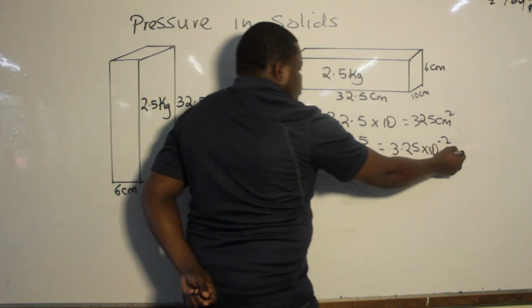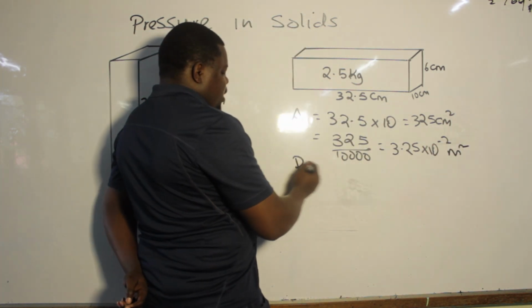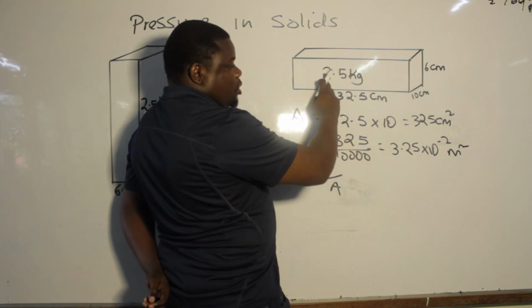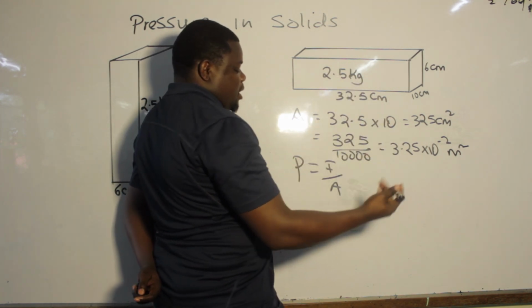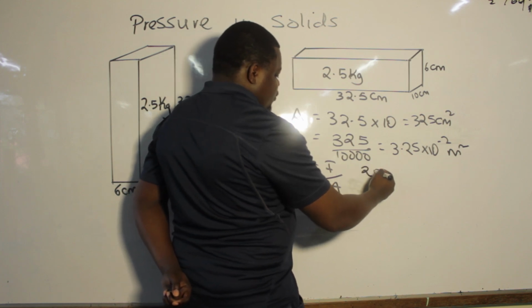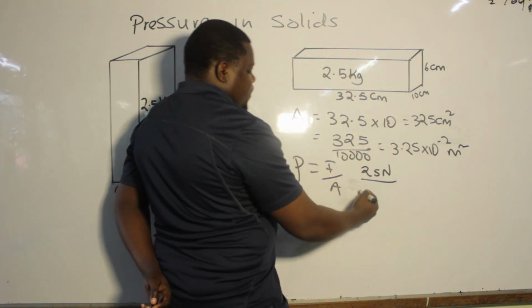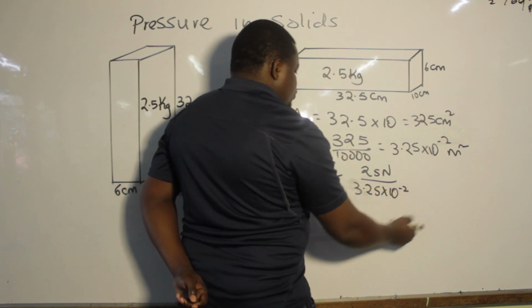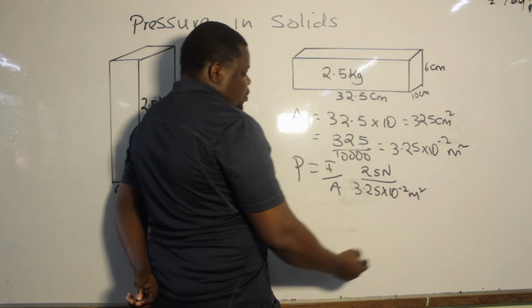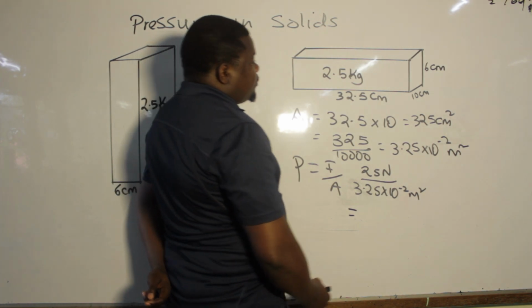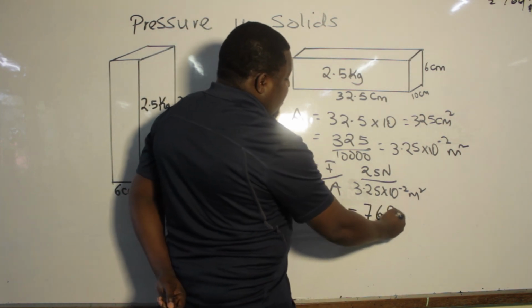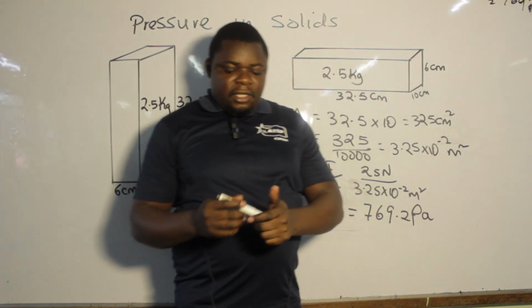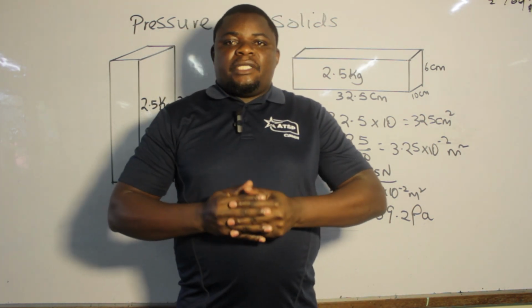So this is meters squared, and pressure equals force over area. Substituting, the force does not change, 2.5 kilograms simply remains 25 newtons, over area, which is 3.25 times 10 to the power negative 2 meters squared. So the answer we get here is 769.2 pascals or newtons per square meter.